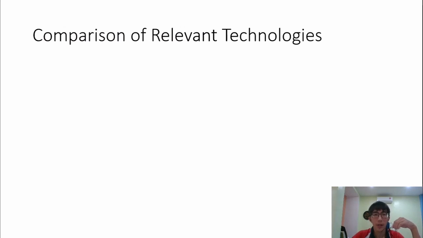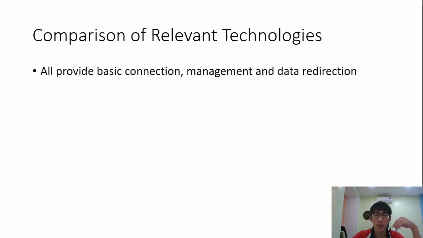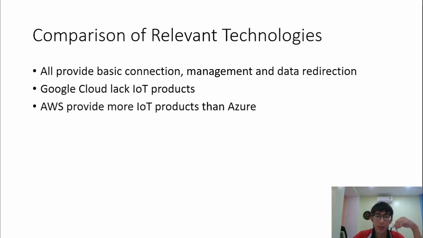Comparing the IoT platform providers yields interesting results. 1. All three IoT platform providers provide basic connection, management, and data redirection of IoT devices. 2. However, Google Cloud lacks many IoT products when compared to the competitors. And third, AWS does provide more IoT products than Microsoft Azure.